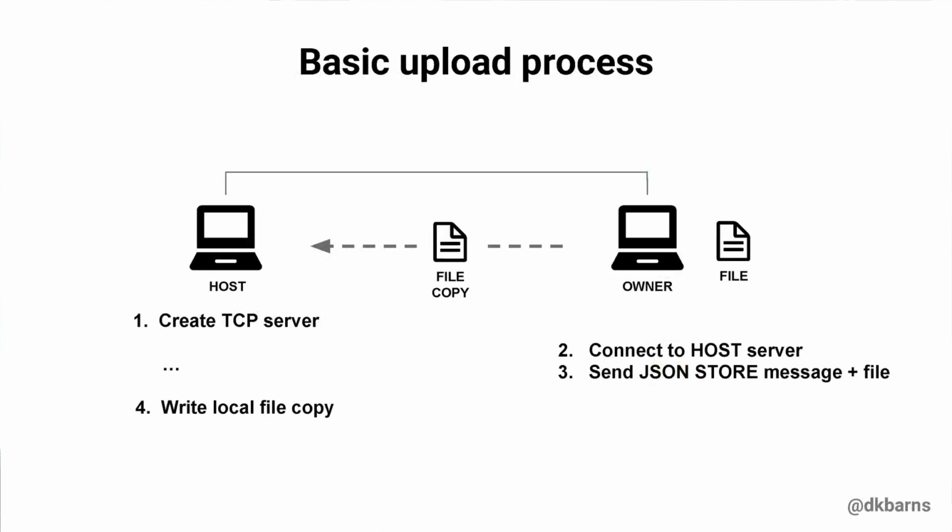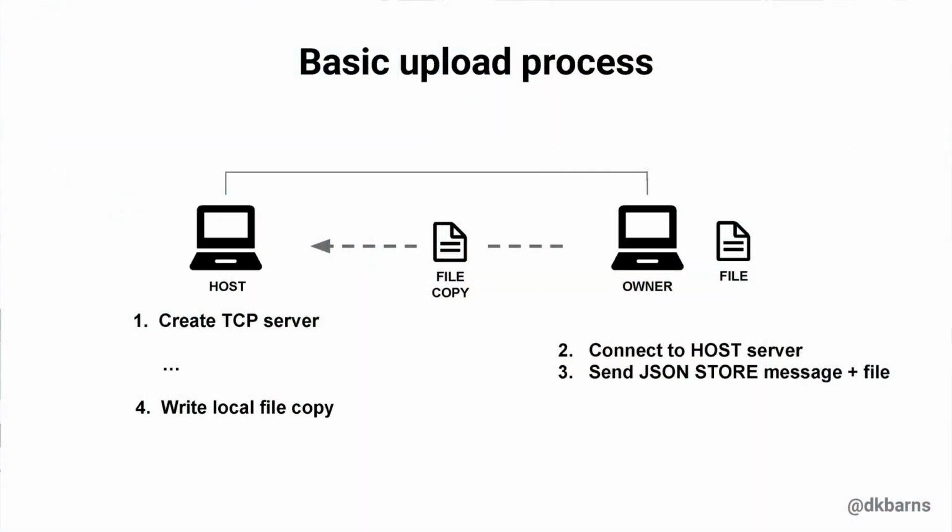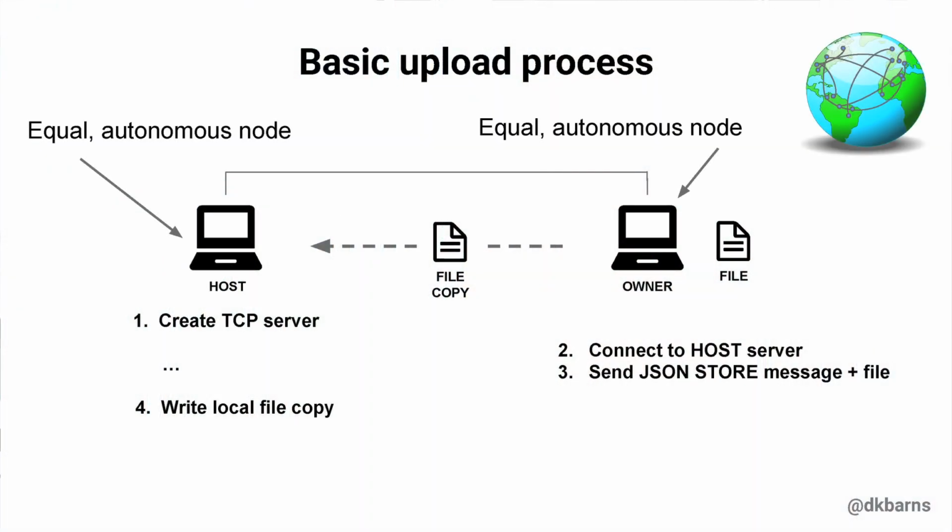Okay. So now that we know where to start building, we're going to start with this upload process. And we're going to walk through each of these steps in the following slides. But the central idea right now is we're trying to get an owner node to transfer a file to a host node. Now this may actually kind of look like a centralized system, right? It's just two entities on a network, but in fact they're peers. So maybe another way to describe it, they're equal and autonomous.